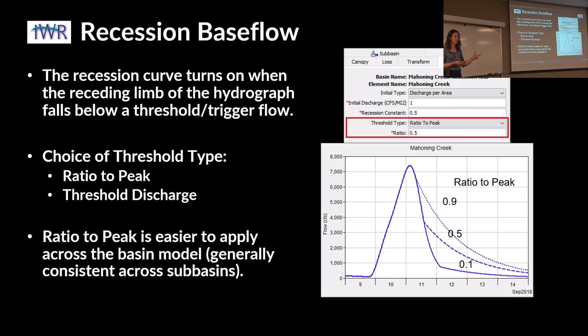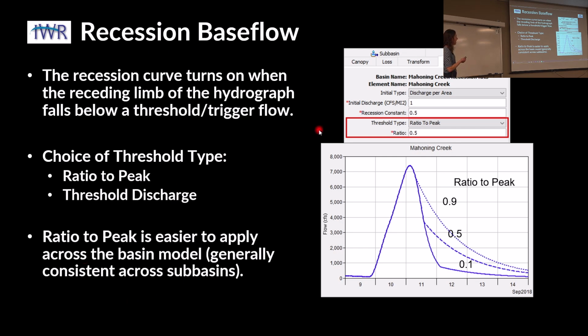It's not really flexible, right, because your peak is going to vary, and so that threshold that discriminates between direct runoff and baseflow should also vary. And so we typically recommend that you use this ratio to peak. This is expressed as a decimal, right? So 0.5, 0.9, whatever. And it's easier to apply broadly across basins. It's also generally consistent across sub-basins in a watershed, right? So it's a lot easier to extend that parameterization.